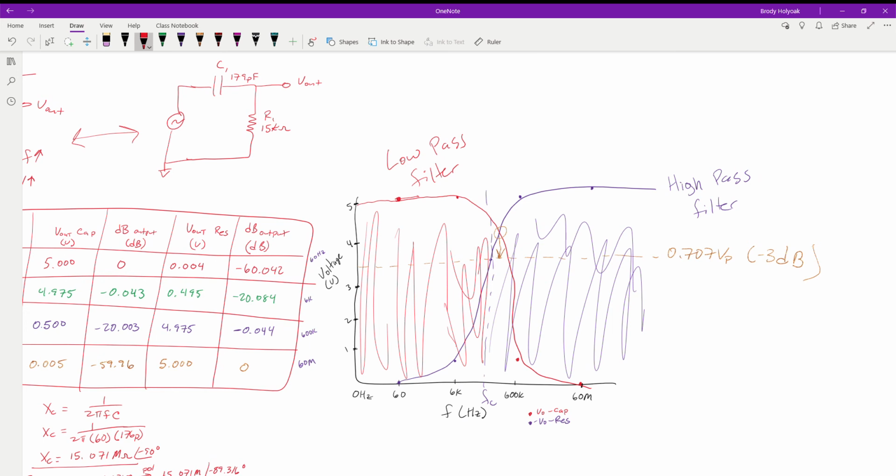The only difference is, where am I taking my output? So it makes it really nice when we're trying to design something and we decide, oh, maybe I want to switch to a high pass. We can actually just flip our components and now it's a high pass filter. We don't have to recalculate anything. We don't have to change anything. And everything is going to be relating to this critical frequency.